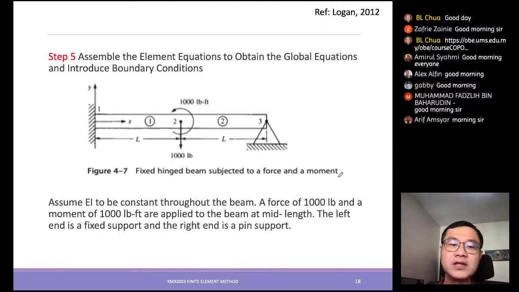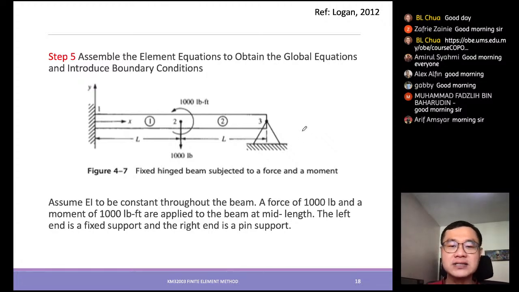Now once we have the so-called stiffness matrix, the relationship between the force and the displacement, we can assemble our element equations to form the global equations. The steps now are very obvious. You can just apply the direct stiffness matrix method, which is well known to you, to form this.